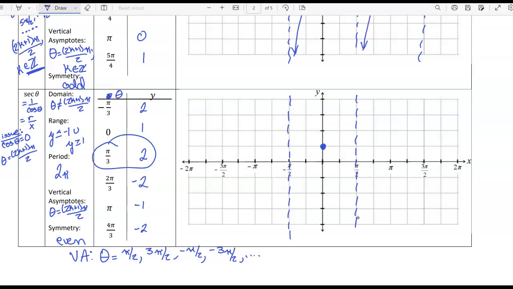Pi over 3, 2. Pi over 3 is a little bit bigger than pi over 4, 2. And I'm going to go back and hit this guy. So I'm at negative pi over 3, 2. So you can see what this guy's doing. It looks kind of like a U, right? And now I'm going down to this vertical asymptote here.